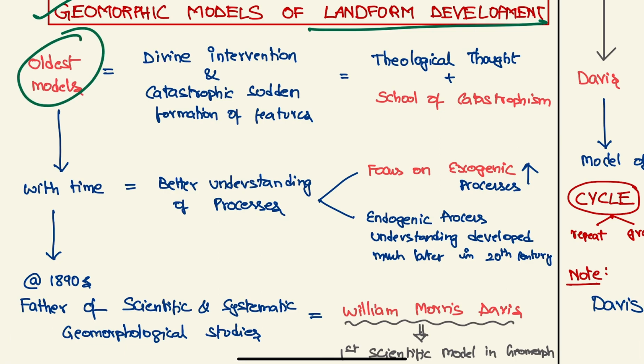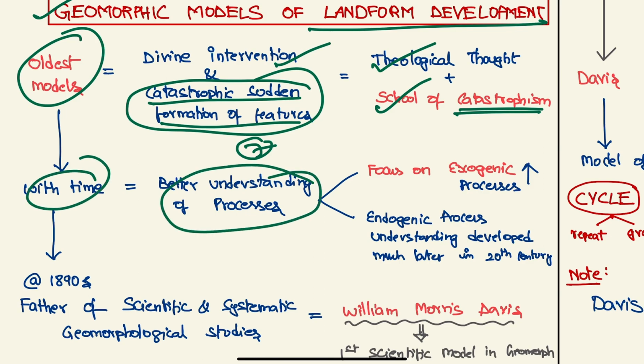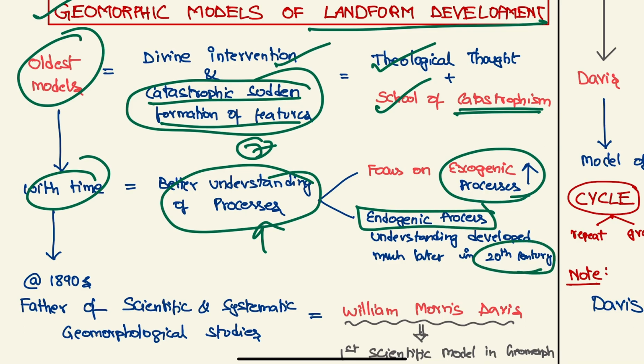The earliest and the oldest models used to be based on divine intervention in catastrophic, sudden formation, like God created the earth in 7 days or something like that. This is theological thought and the school of catastrophism, that it is happening suddenly. With time and with better understanding of processes, we developed better models, but the focus was still on exogenic processes only. The focus on endogenic processes was developed much later in the late 20th century.